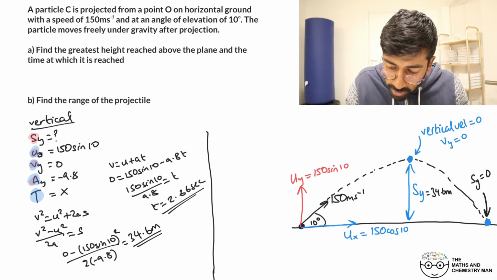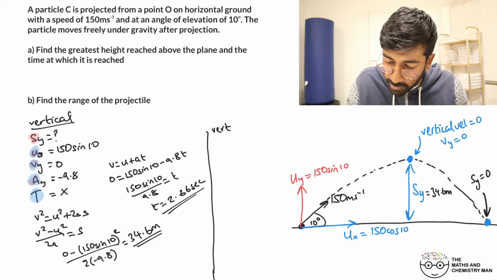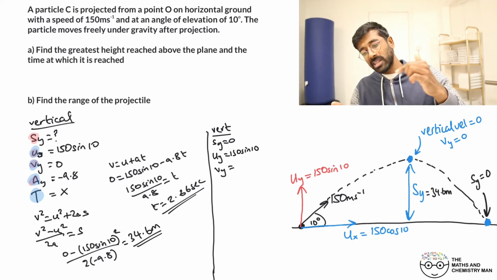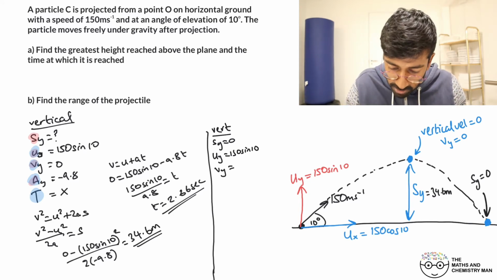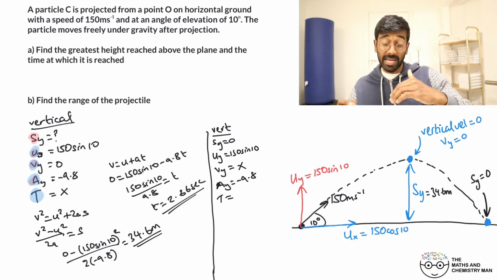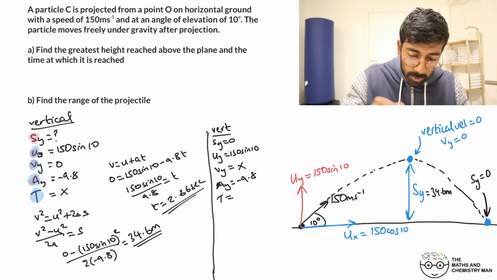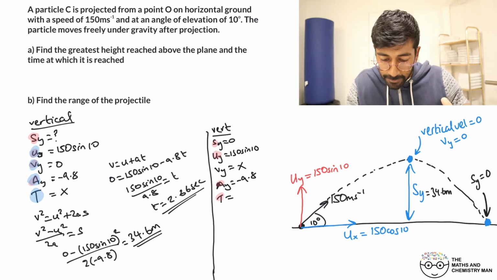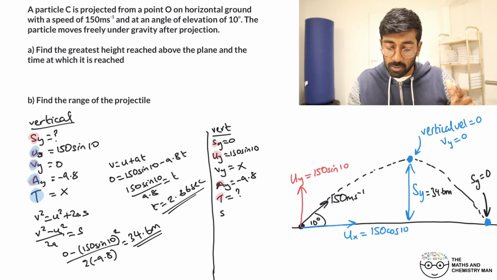So we'll go with vertical again, because that's where we're looking. s of y is equal to 0. u of y is equal to 150 sine 10. v of y, we don't actually know, because we don't know the velocity when it smashes into the ground, so I'll put x over there. a in the y direction, we know is minus 9.8. And we want to find t, because we want to find when it actually hits the ground. So let's highlight what we've got. We've got s, u, a, and t, and so that is enough to use s equals ut plus a half at squared.